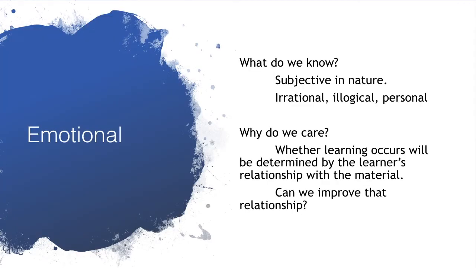The next element I want to consider with you all is the emotional domain. So what do we know about emotions? Obviously, everyone's got them, and they're going to be different for everyone. As opposed to the cognitive domain, where we can all look at a list of terms or a list of equations and agree that it says what it says, emotions are always going to be subjective in nature. They're going to be unique to the individual, and they do not behave according to logic or reason.